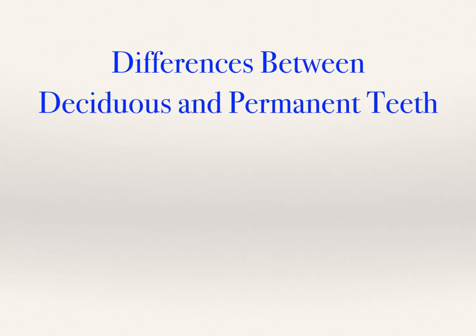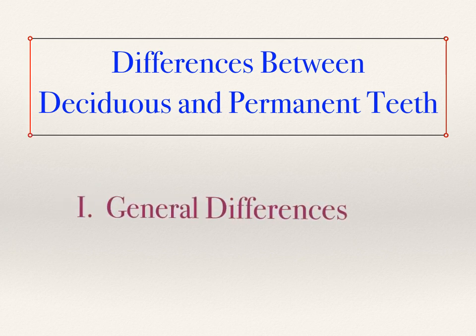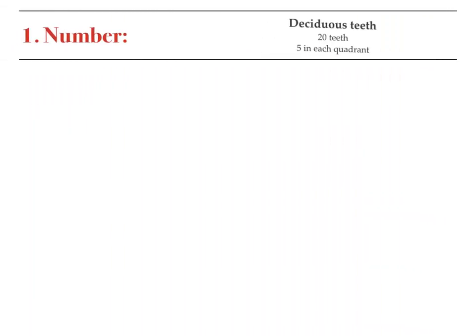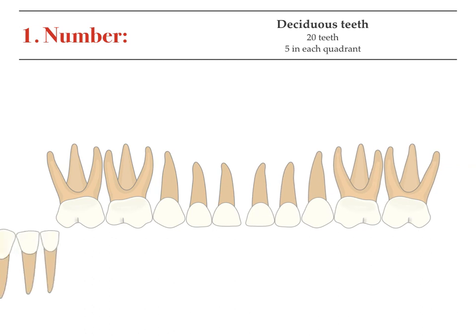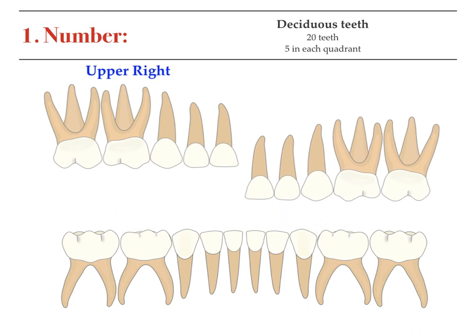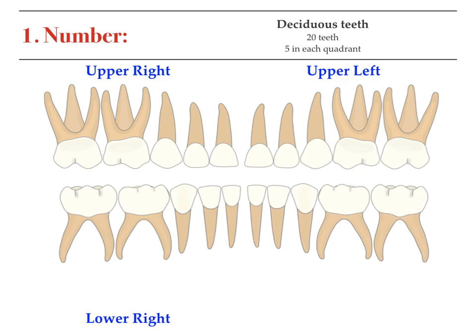Let's move on to differences between deciduous and permanent teeth. Number one, general differences. Tooth number. Deciduous teeth are 20 in number, 5 in each quadrant. Upper right quadrant, upper left quadrant, lower right quadrant, lower left quadrant.